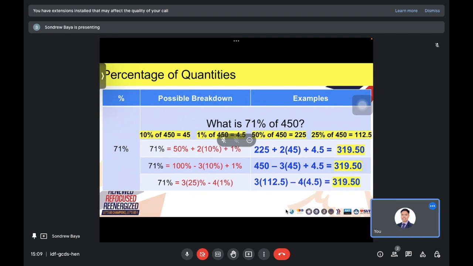And that is how we find percentage of quantities. Let's now proceed to our current lesson, which is on percentage increase and decrease.